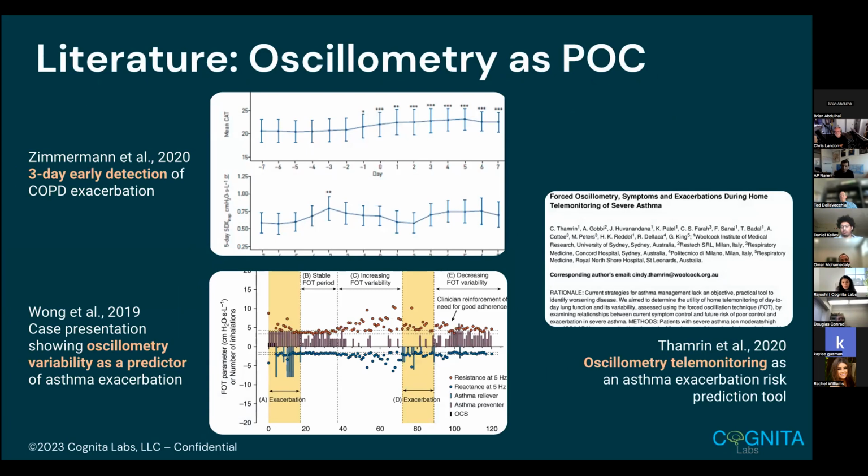So I just wanted to throw out some of the recent literature on point-of-care oscillometry that has shown early detection of exacerbation. This is in the COPD and asthma space, but I feel that something similar would be seen in CF, just because of the nature of how the airways change in CF. The Zimmerman paper, I think it came out in 2020, showed exacerbation of COPD detected 3 days early. And the current study that we are running is very similar to that.